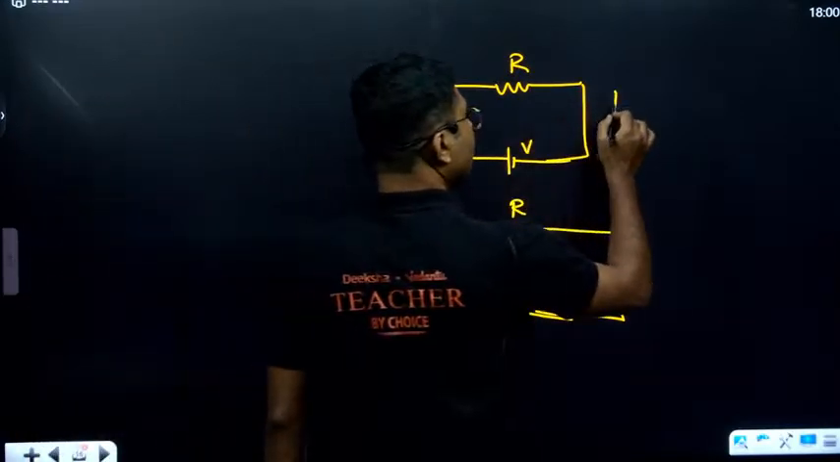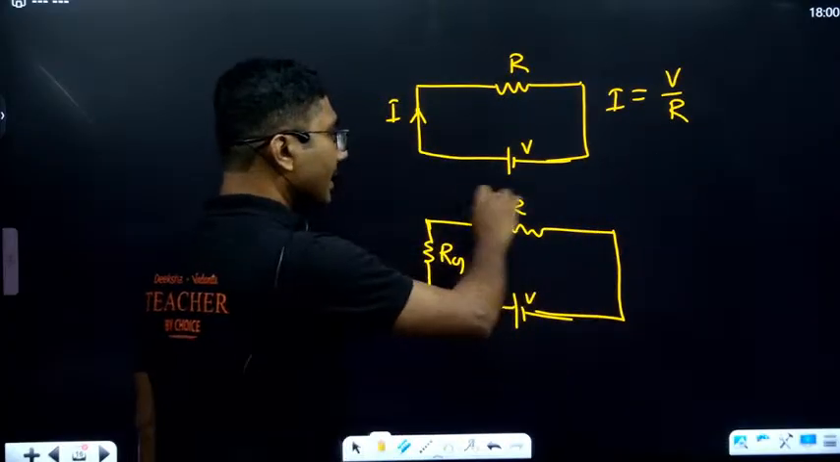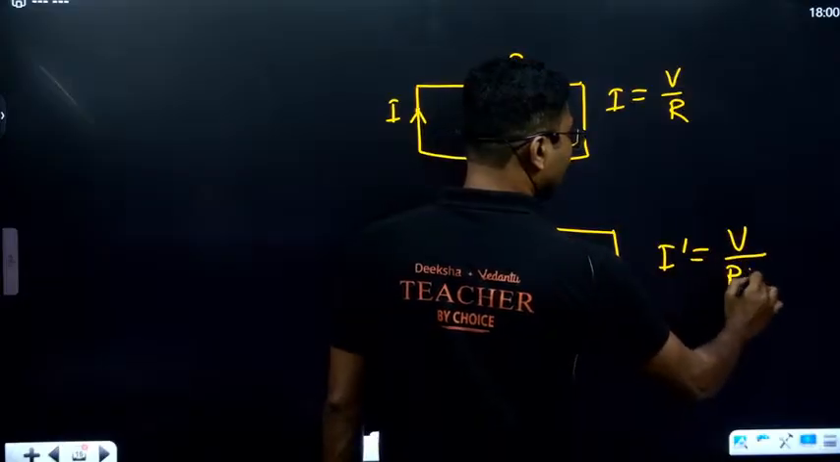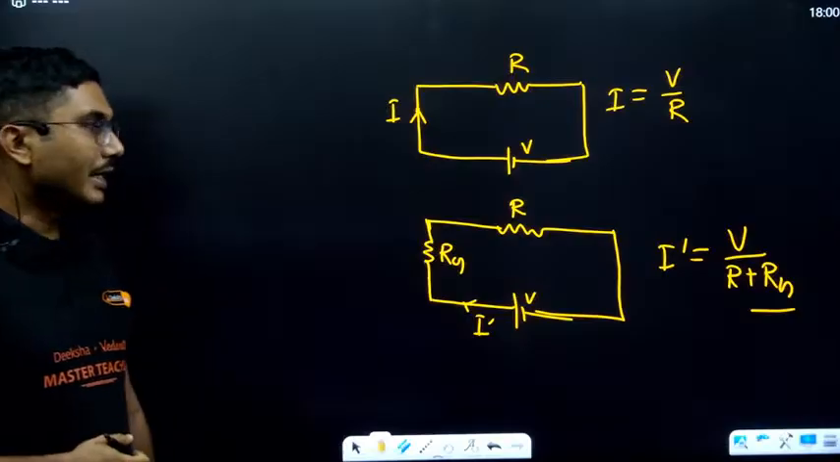Suppose here the current was what? According to Ohm's law, it is V by R. Now here, what will be the current? The current will be V by (R plus Rg). Obviously these two are different quantities, so the current will actually reduce.